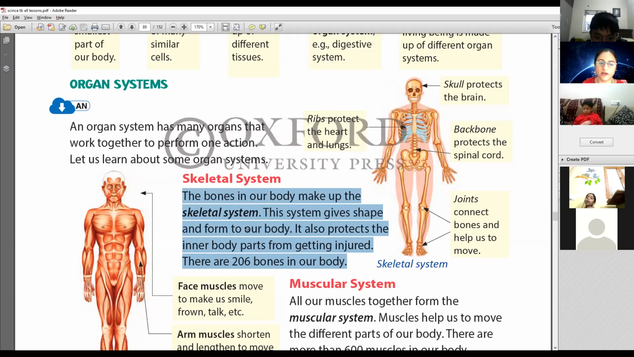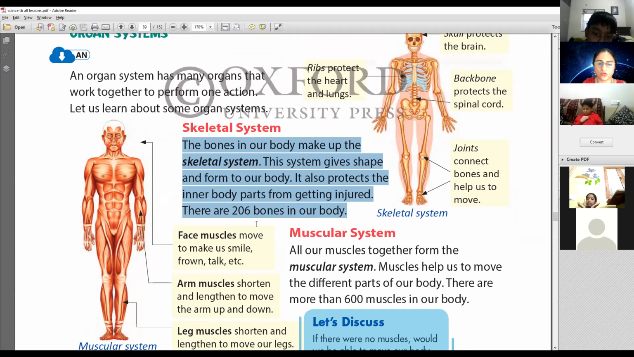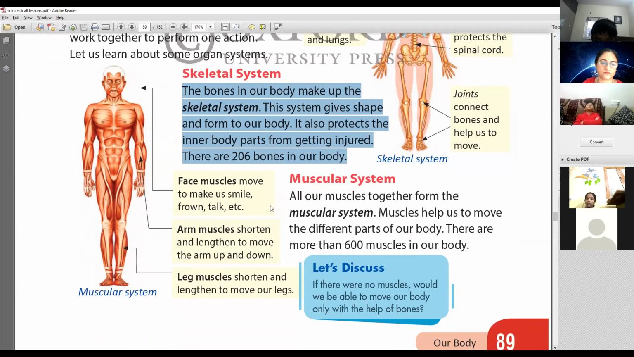This we have already learned while going through the video. This is just a revision. So just remember, 206 bones in our body, and the skeletal system gives shape to our body. And one more thing, it protects the inner parts of the body.